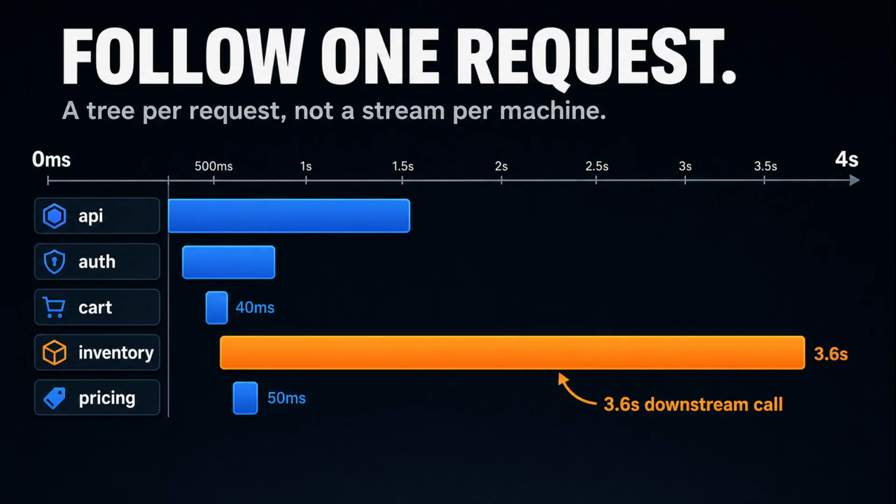You need to follow one specific request as it travels across every service in the call path, with timing at every step. So you can look at one slow checkout and see immediately that the request spent 40 milliseconds in cart, 50 in pricing, and 3.6 seconds inside one downstream call from inventory. Here's where it gets interesting.